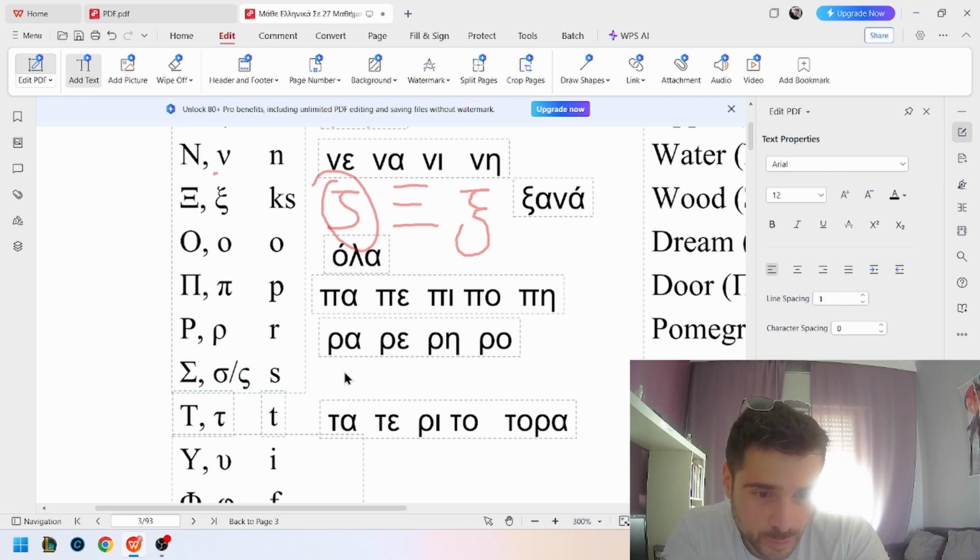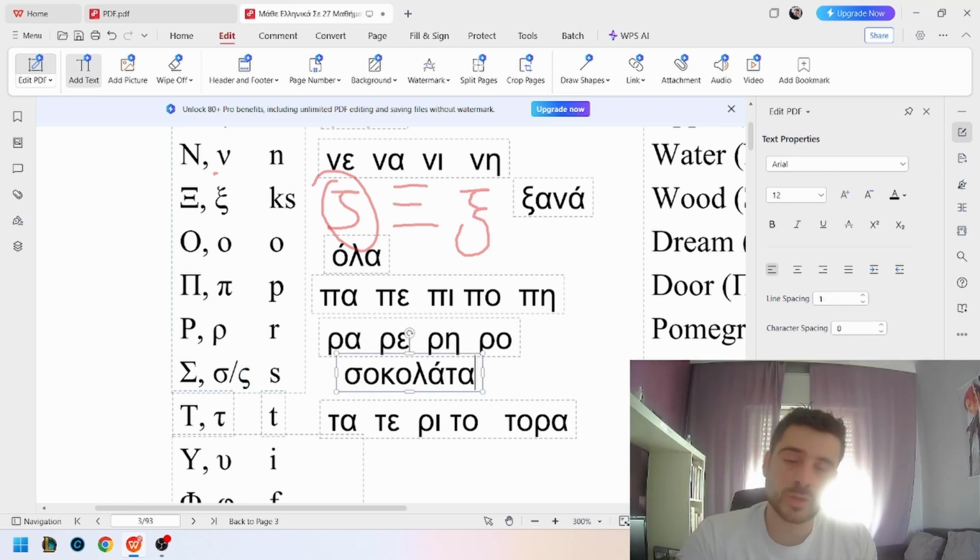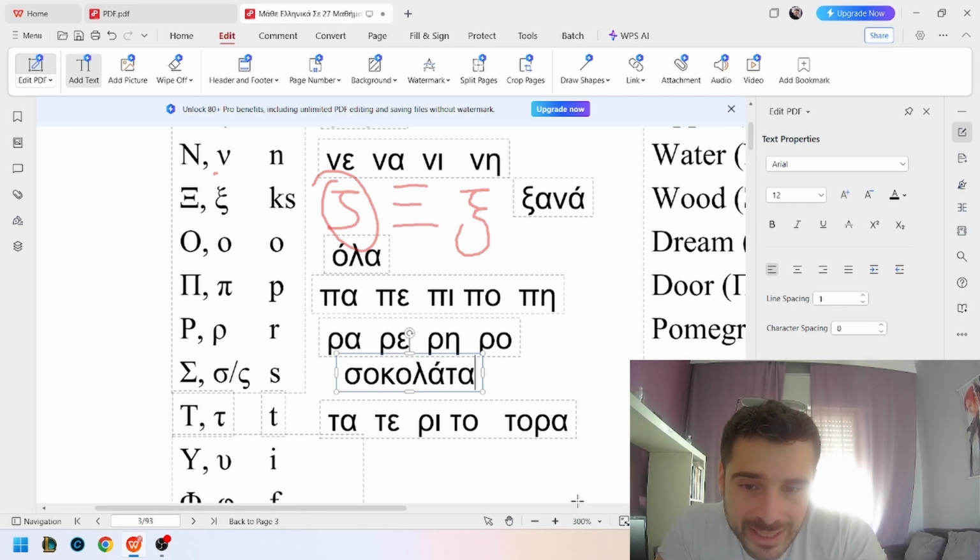So try to read this word. You can pause the video. This word should be read sokolata, not chocolata. Sokolata.